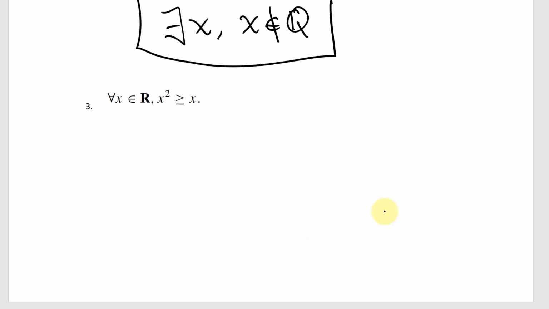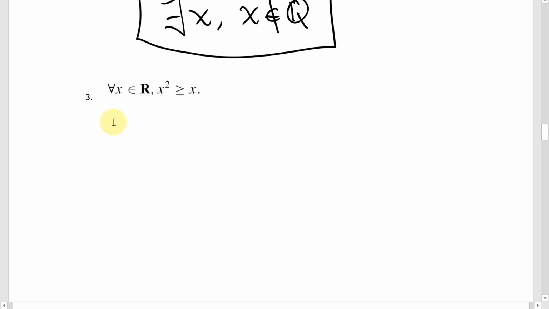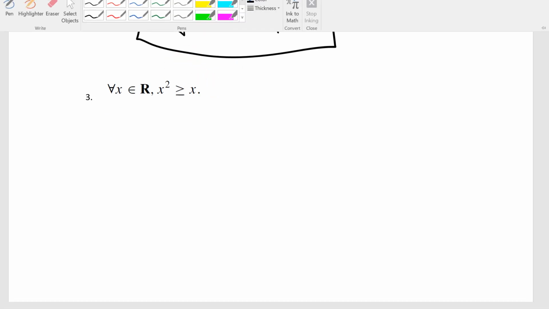Number 3 says for every X in the real numbers, X squared is greater than or equal to X. And that's actually not true. We've already seen that in an earlier part of this video. So now we can write something that's actually true by forming a negation. Let's write the negation in formal language.